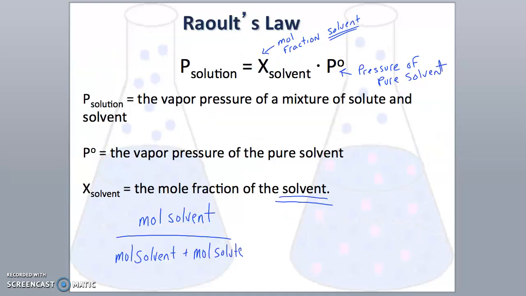Raoult's law is a formula we can use to calculate the new vapor pressure if we add solute to the solvent. So what we have is the vapor pressure of the solution, which is equal to the mole fraction of the solvent, and that's important, it's the solvent when we do that mole fraction calculation, times the pressure of the pure solvent. So this is always going to be less than the pressure of the pure solvent, which makes sense because when we add solute, the vapor pressure goes down. Remember, the mole fraction is going to be moles of solvent in this case over moles of solvent plus moles of solute.